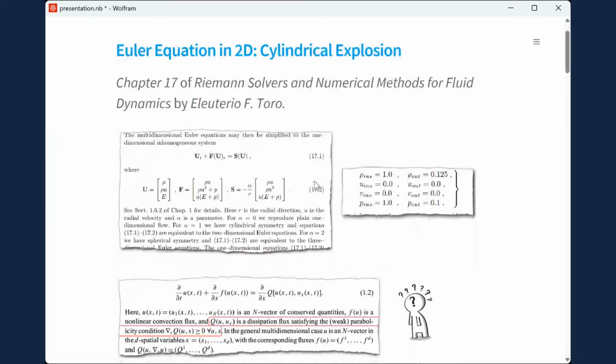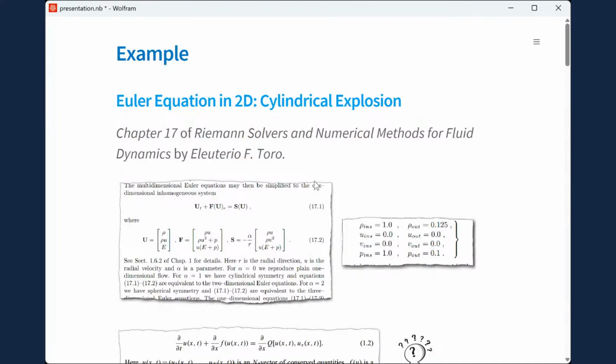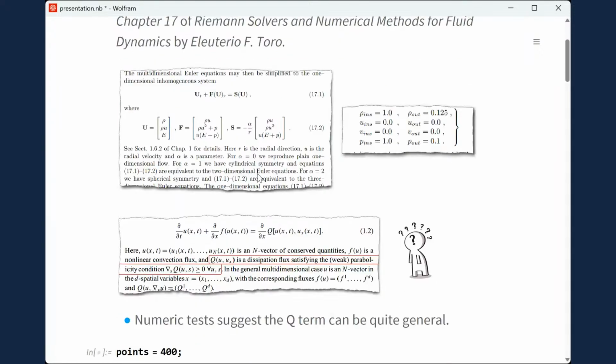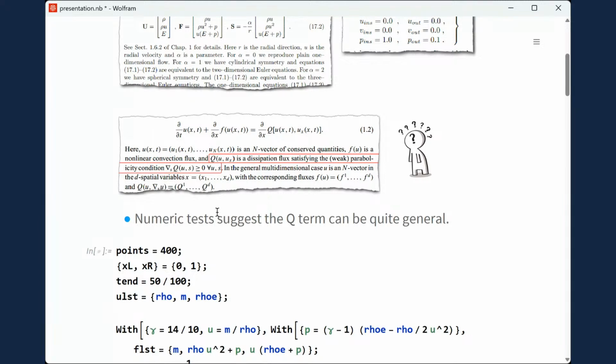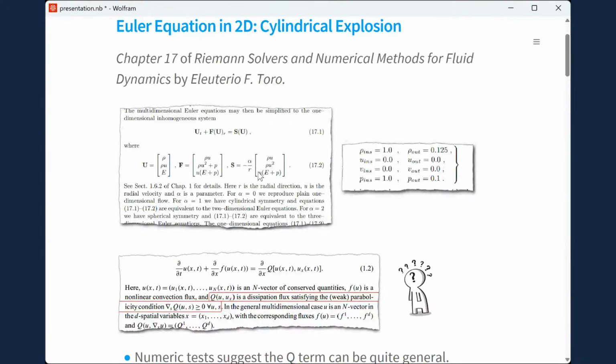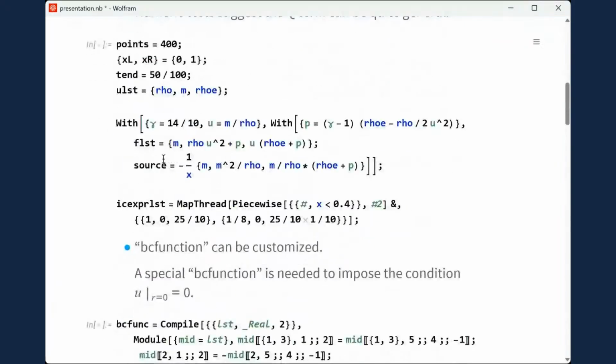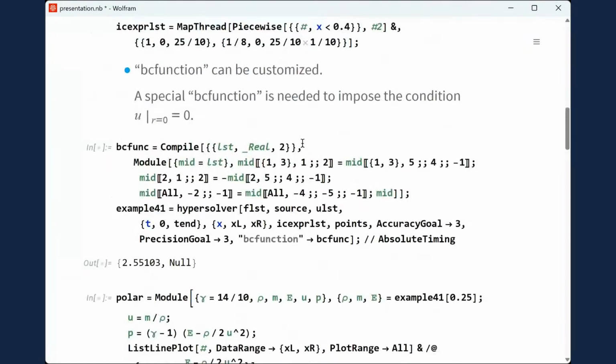Let's see some further examples. Here's an Euler equation in 2 dimensions, a cylindrical explosion. You can see the shorthand no longer fits the description in the paper, because in the original paper, the shorthand is limited to appearing in this form. And again, honestly speaking, I can't understand the original explanation very well. But again, the numerical test suggests the shorthand can be quite general. You can see, we directly code the mathematical expression and see the effect.